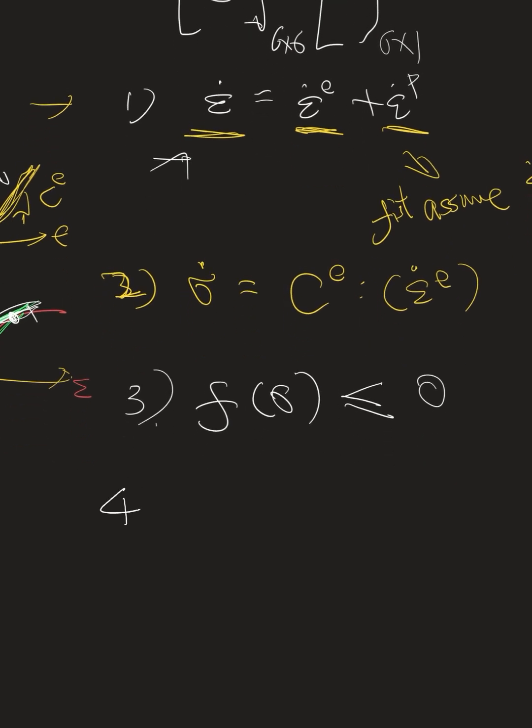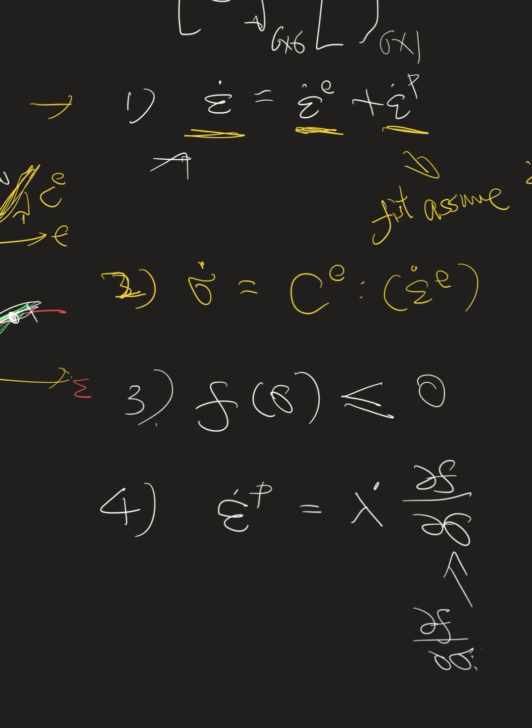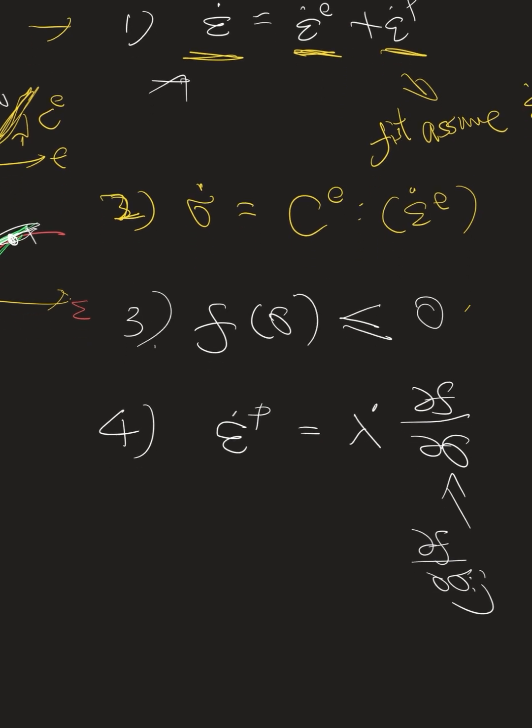And then the fourth ingredient is that I need the plastic strain to be equal to something called a plastic multiplier times the stress gradient. Okay, the stress gradient itself, if I write it in index form, is actually a second order tensor, and then epsilon dot p is a second order tensor, and lambda dot is actually the magnitude. Okay, so that split actually gives us two things.